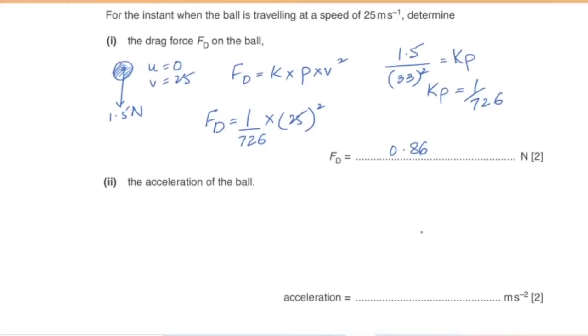Part 2, the acceleration of the ball. For the instant when there is a drag force of 0.86 newtons and constant weight, the ball's acceleration is going to be the resultant force divided by the mass of the ball. The resultant force is going to be the ball's weight, that's 1.5, minus the drag force, that's 0.86, and the mass of the ball is going to be equal to weight divided by 9.81. So the ball's acceleration is going to be equal to 4.18 meters per second squared.